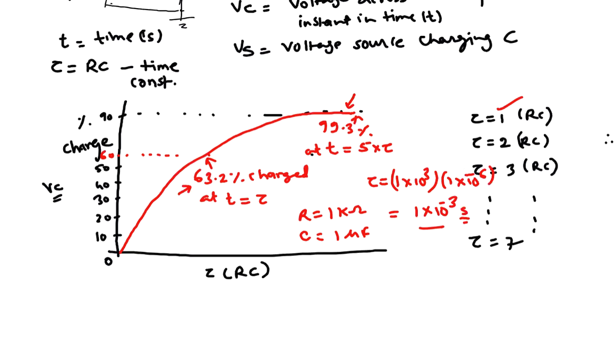So it's just like you are charging a battery with a voltage source. And this is the equation. This is how the equation can be plotted. Okay, and when it charges to 99.3% of its value, we say that the capacitor is fully charged.